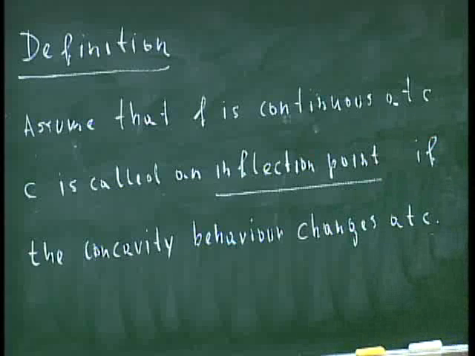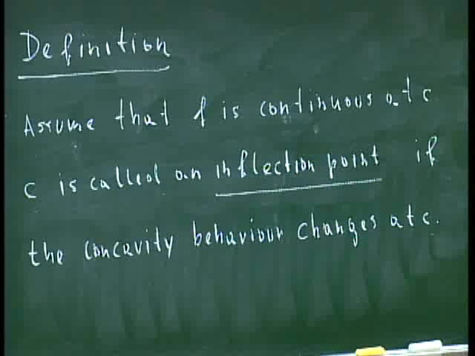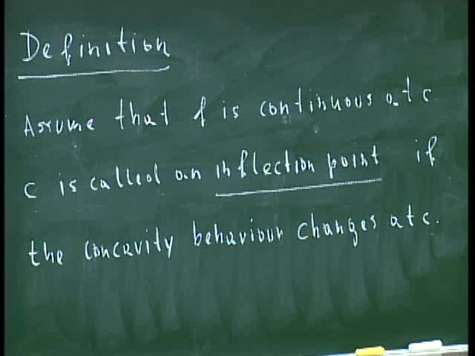Now, a first simple remark is that if f is differentiable at c, so if the tangent exists at c, then of course the function has to cross the tangent at an inflection point. Okay, why is this so? So if you have a tangent at the inflection point, the function has to cross the tangent.